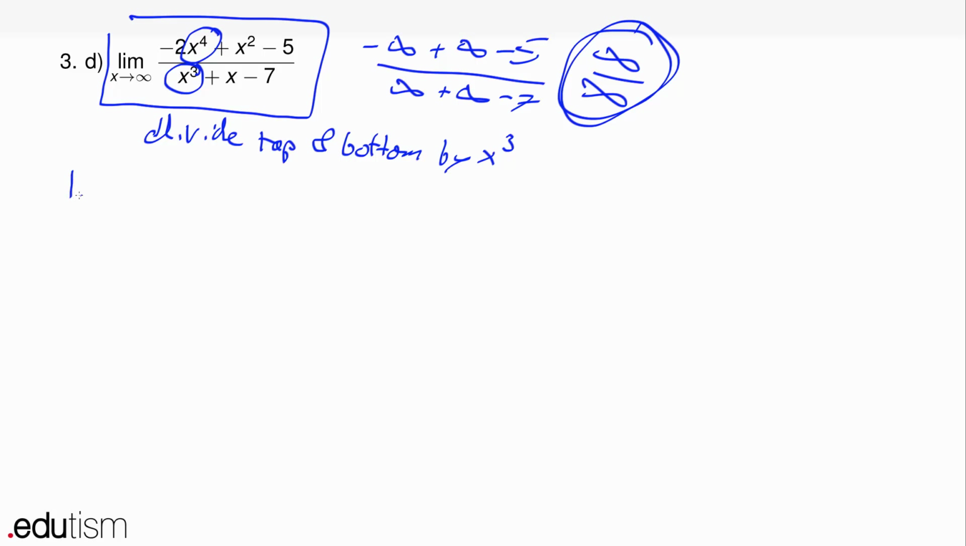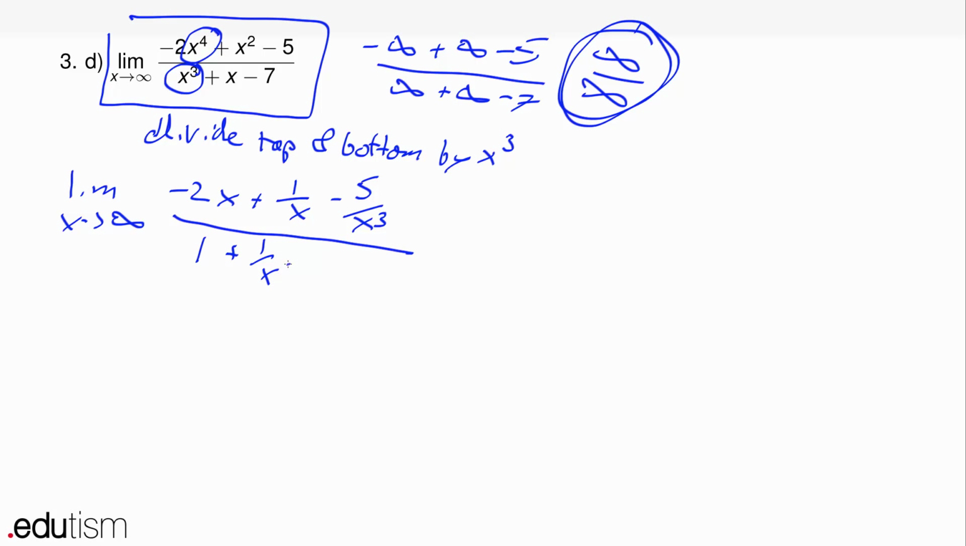So when I do that, I'll get the limit as x goes to infinity. When I divide negative 2x to the fourth by x cubed, I just get negative 2x. Divide x squared by x cubed, I get 1 over x. Divide 5 by x cubed, I get 5 over x cubed. At the bottom, I'll have a 1, and I'll have a 1 over x squared, and I'll have a 7 over x cubed.